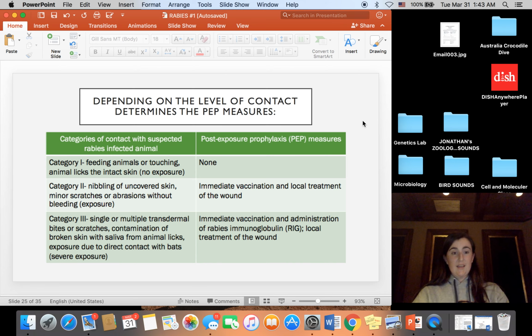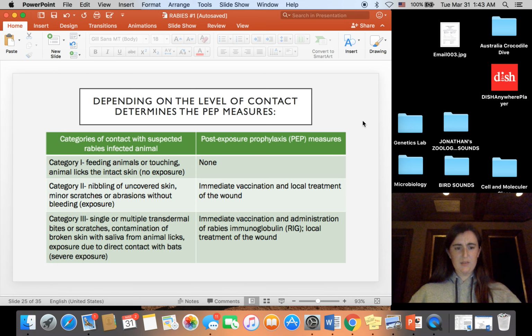For category 2, this is when the animal is nibbling on your skin and you have minor scratches and a little bit of exposure. At this point, you still probably need to see a doctor because you would need the rabies vaccination, and then just local treatment of the wound.